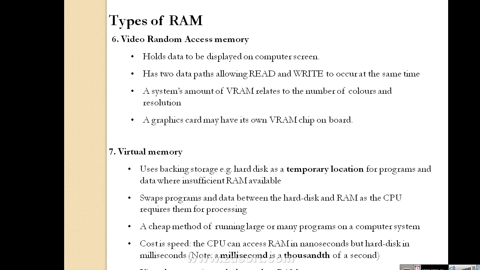Virtual memory uses backing storage, for example a hard disk, as a temporary location for programs and data when insufficient RAM is available. It swaps programs and data between the hard disk and RAM as the CPU requires them for processing. It is a cheap method for running large or many programs on a computer system. The cost is speed. The CPU can access RAM in nanoseconds but hard disk in milliseconds. Virtual memory is much slower than RAM.